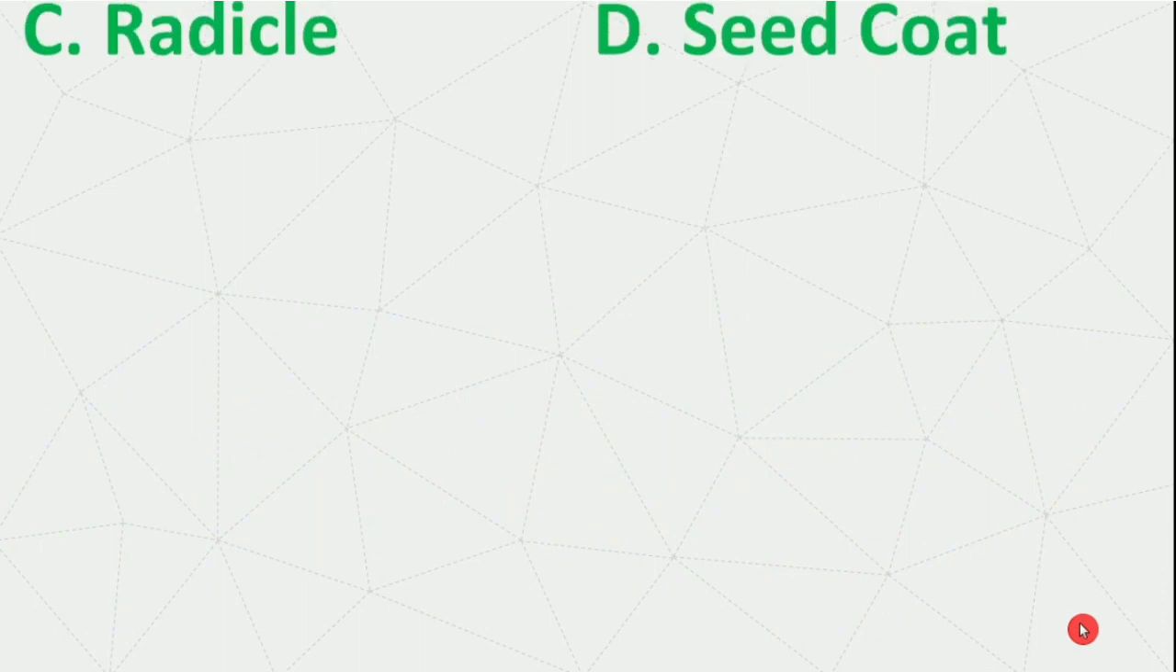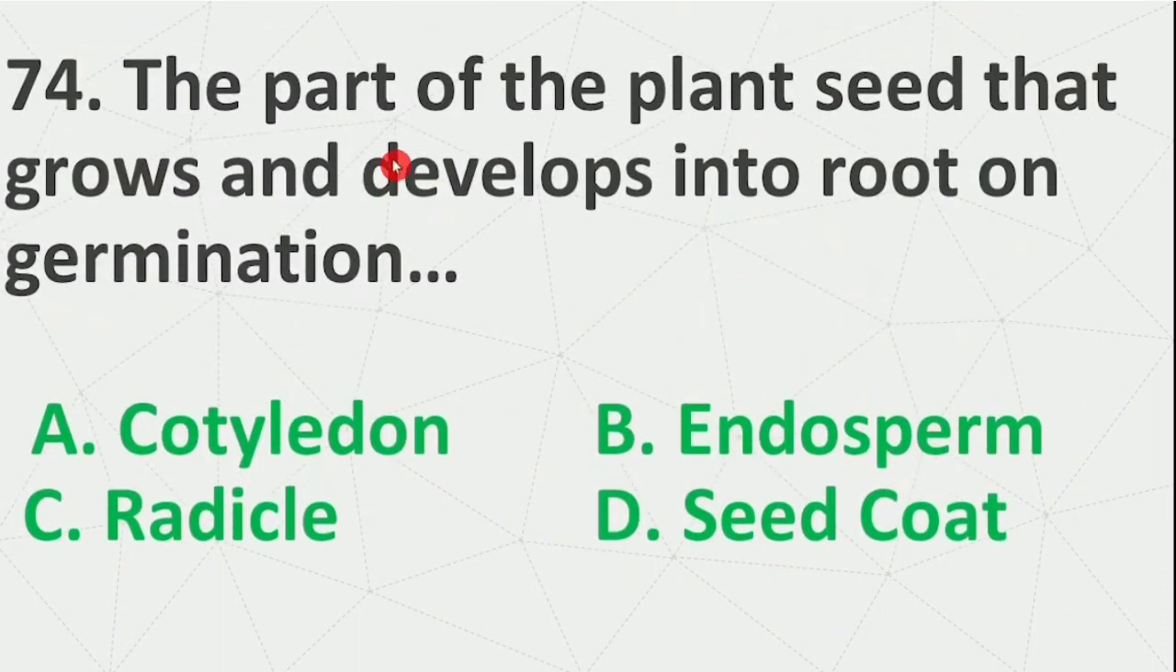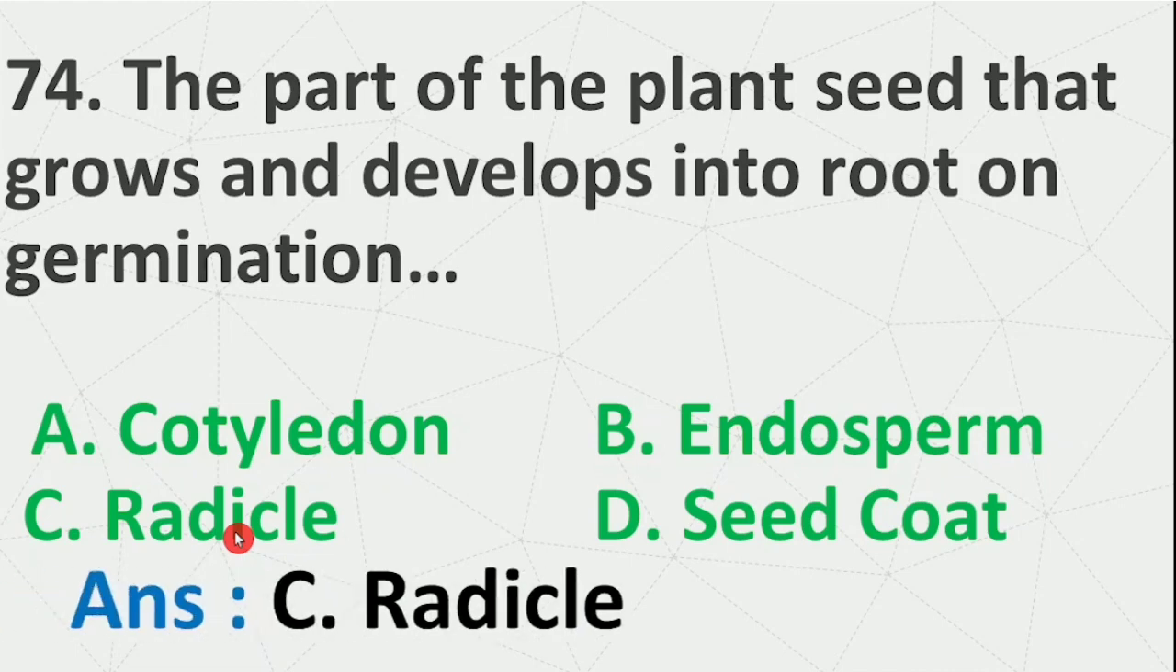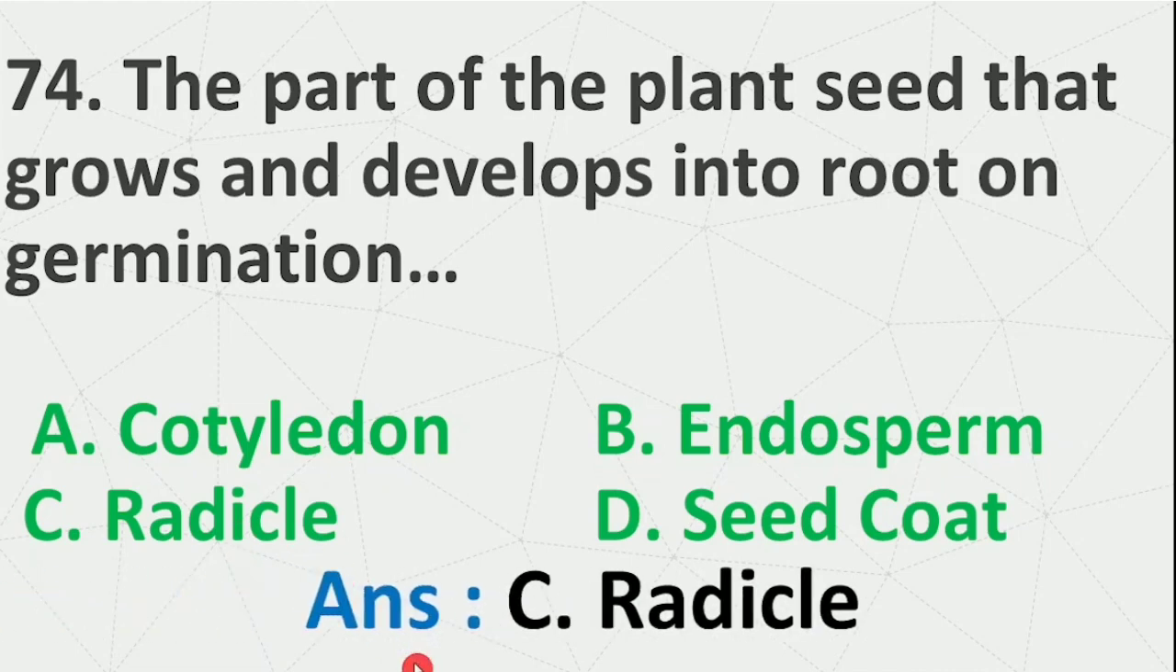Question number 74. The part of the plant seed that grows and develops into the root on germination. Cotyledon, endosperm, radicle and seed coat. So option A, option B, option D. The part of the plant that starts growing at germination is the radicle. So option C, radicle, is the correct answer.